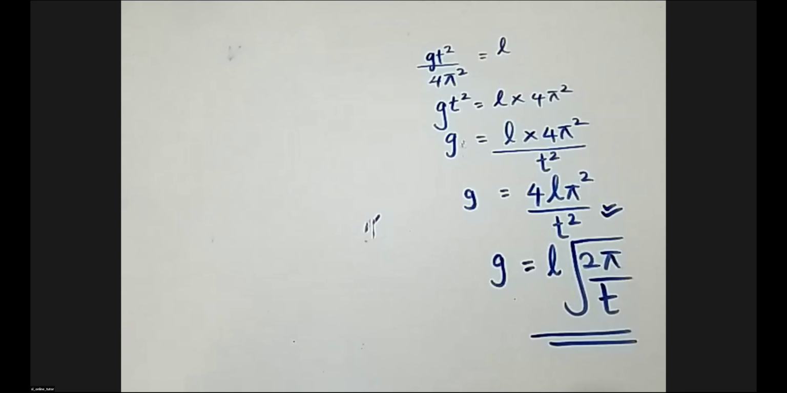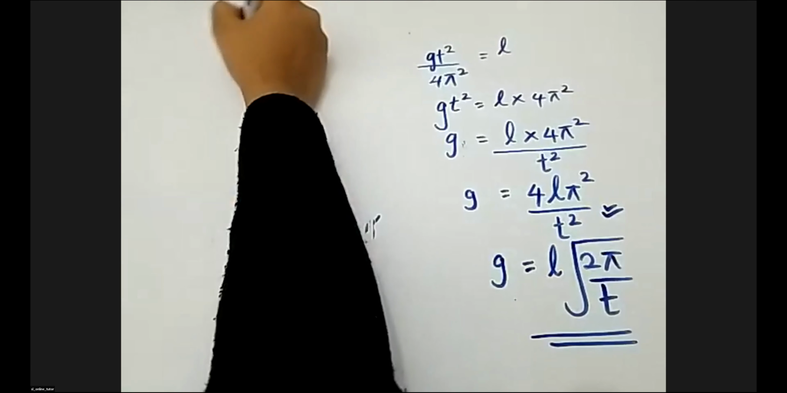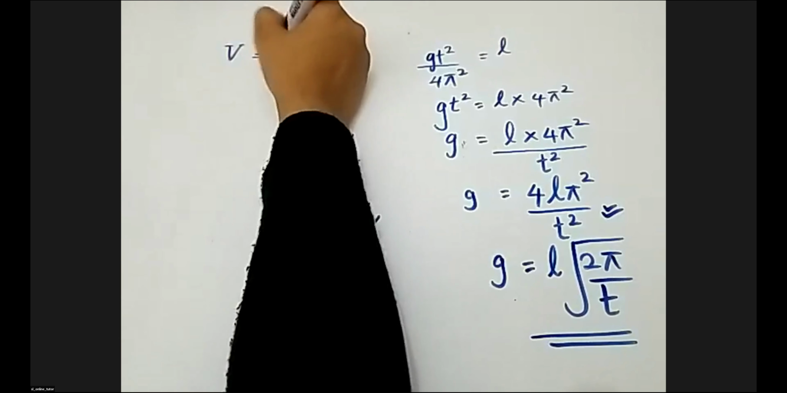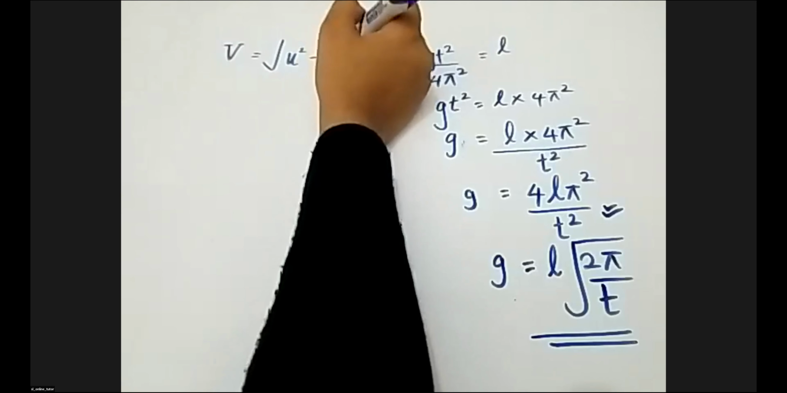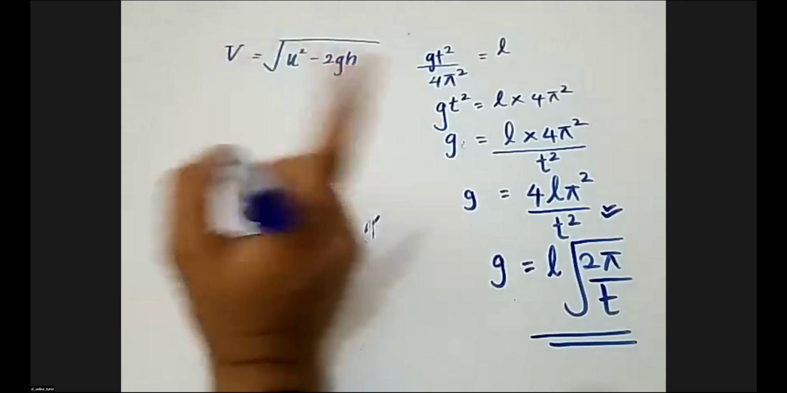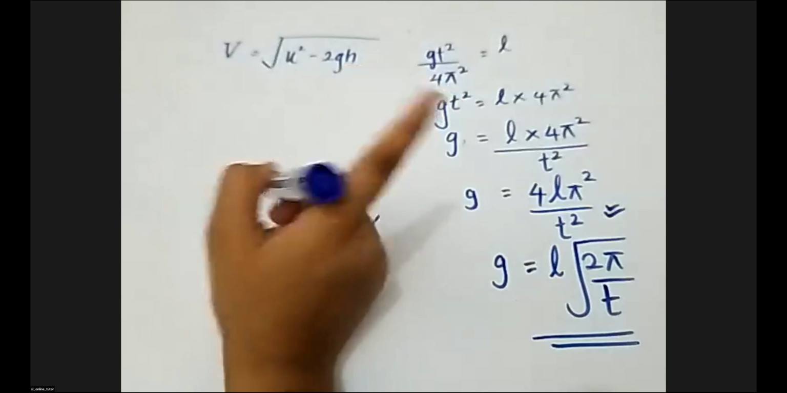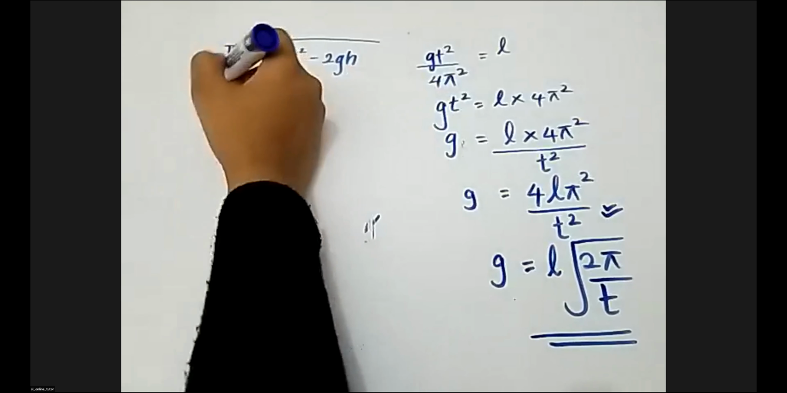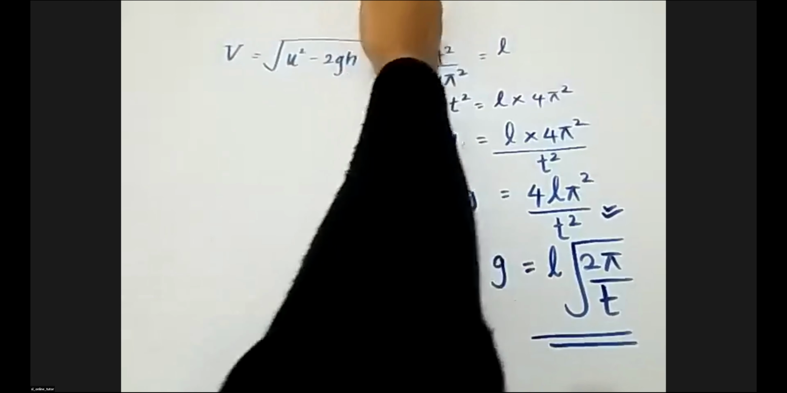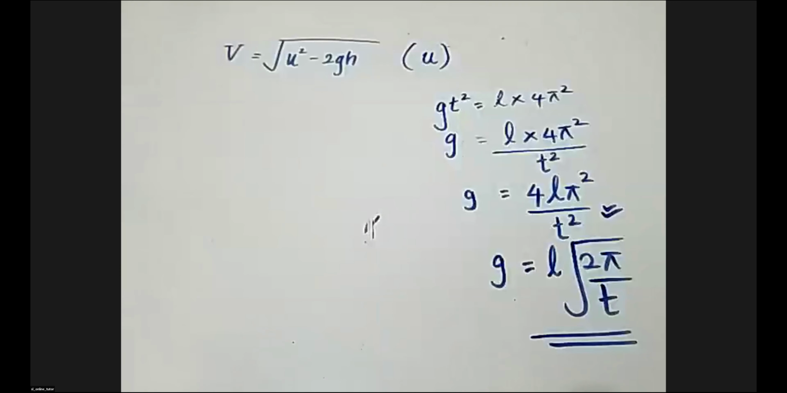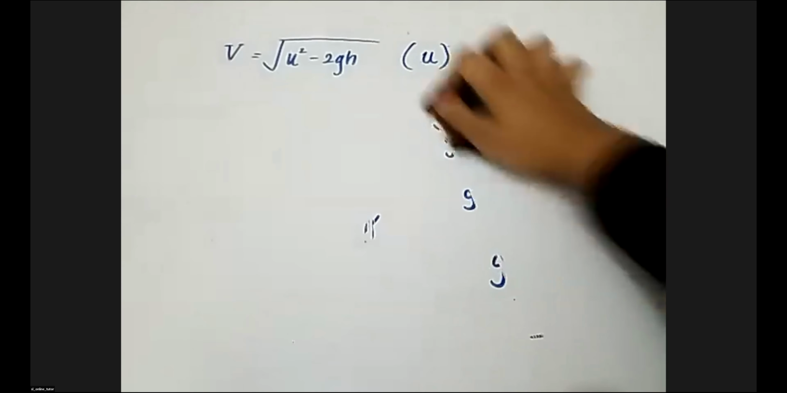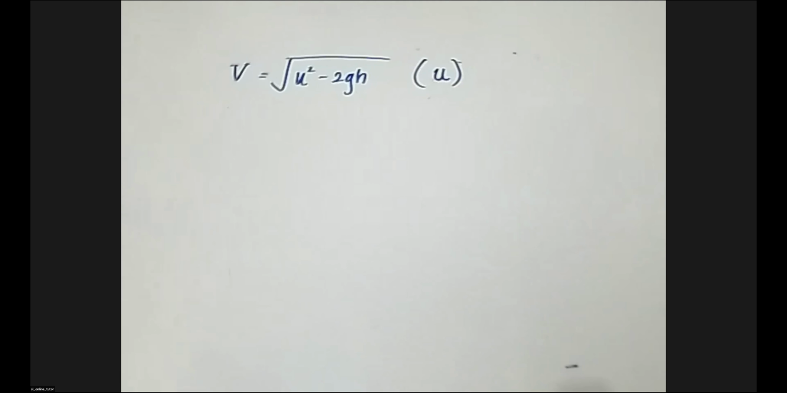Okay, here look at this. V equals u squared minus 2gh. I need you to make u the subject. Within brackets, I write the letter that you want to make the subject. Do it on your own, understand and do it.